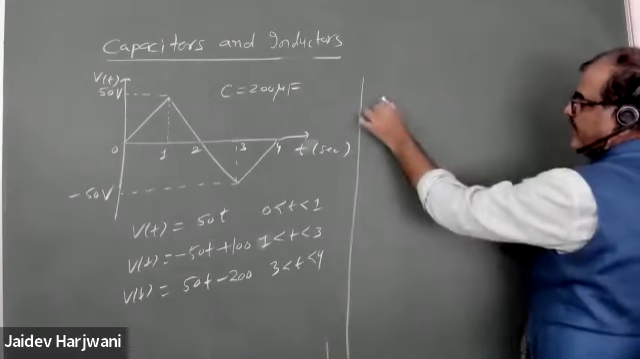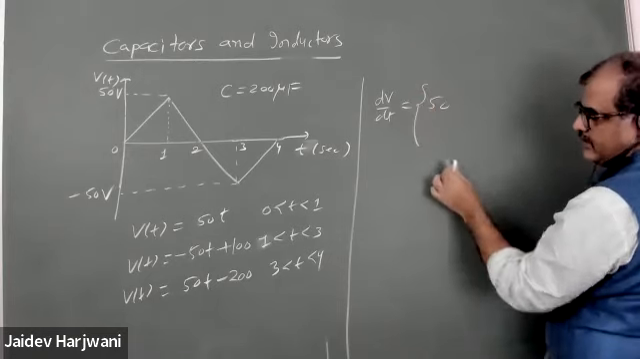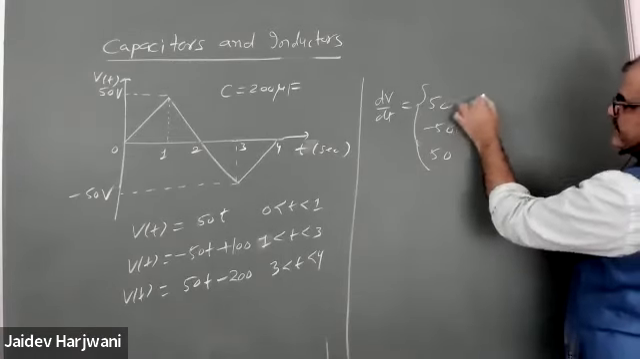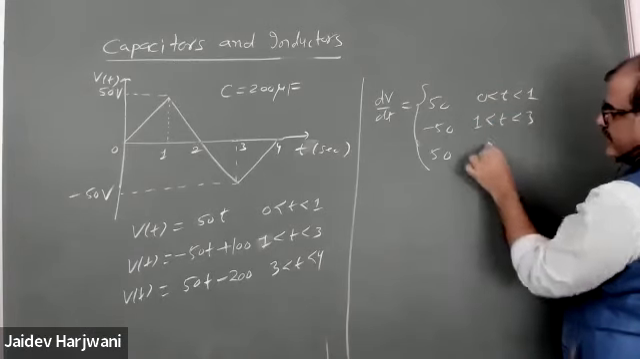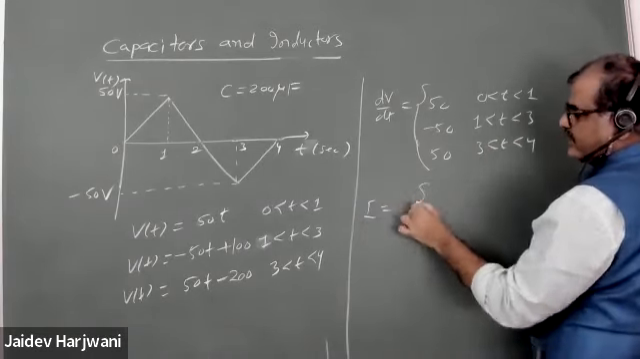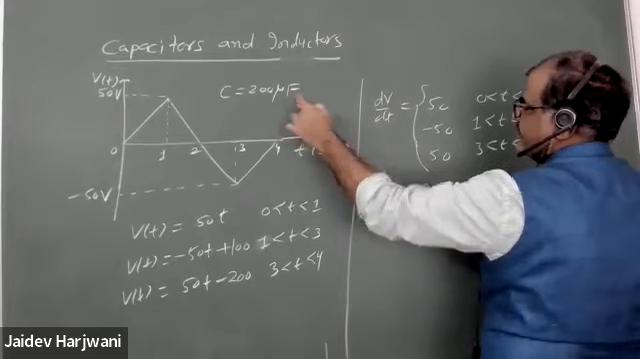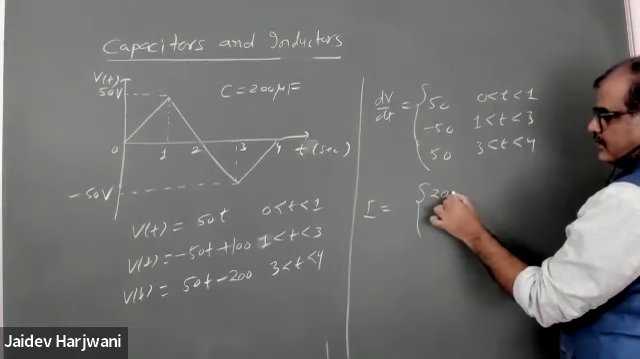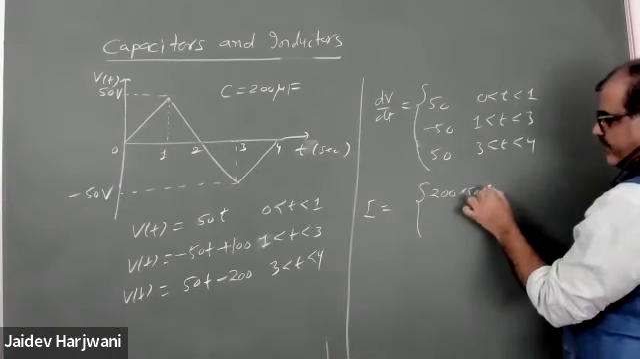Now you know V of t, so you can find dV by dt. So dV by dt will come again 50, then minus 50, and then again plus 50. This is for time 0 to 1 second, 1 to 3 seconds, and 3 to 4 seconds. And if I want current, current will be C dV by dt, so I need to multiply by 200 microfarad. So this becomes 2000 and 250, and this is microfarad.